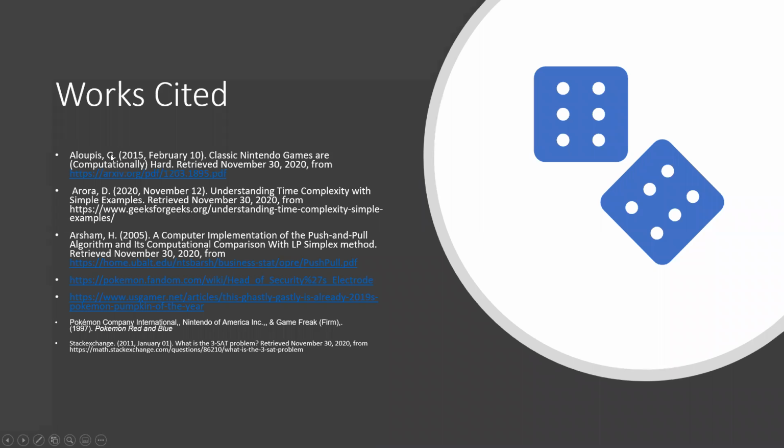Here's my works cited. It is Aloupis. This is his paper that I was using, Classic Nintendo Games are Computationally Hard. Very good read. It also talks about Super Mario Brothers, Metroid, those classic Nintendo games. And then I got some other material from here as well.